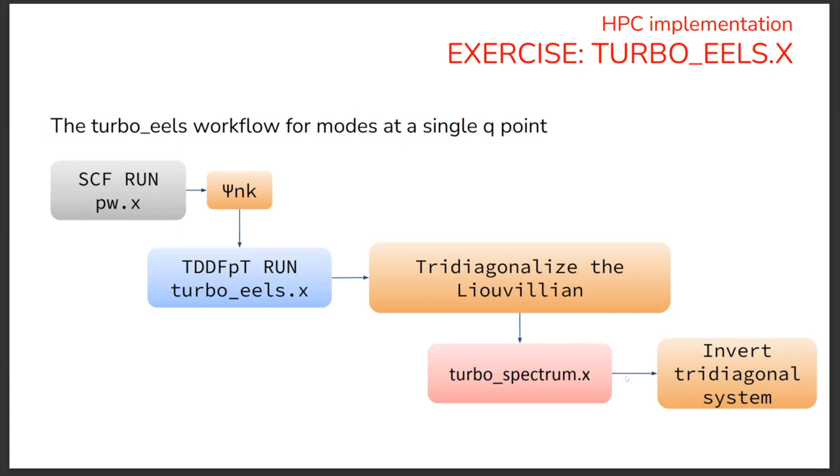Quantum Espresso provides this script, but this can also be done by a simple Python script you can write on your own by simply parsing the output of turbo Lanczos.